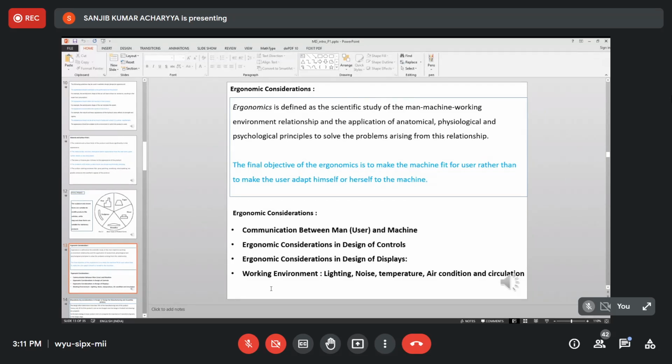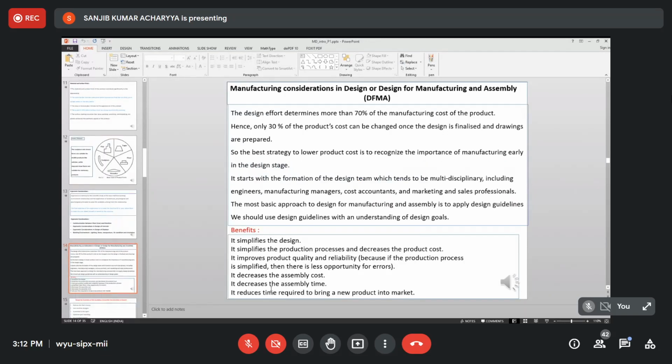Working environment is another issue: the lighting, noise, temperature, air condition, circulation. These are the areas where the designer has to put importance. Another important issue is the manufacturing aspect of design.